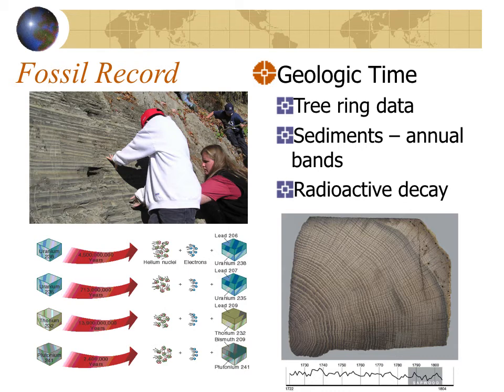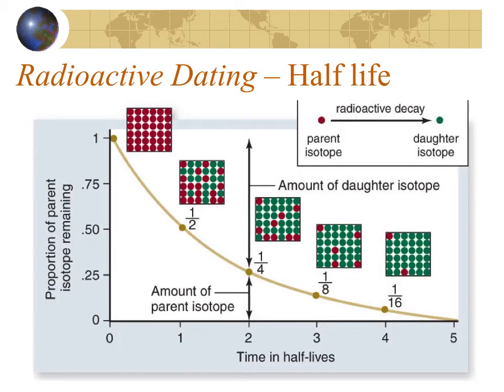We can also look at geologic time to see how old the Earth is and when these fossils were occurring. We can use tree ring data to go back about 100,000 years because we have buried pieces of wood. We can use radioactive half-life. Radioactive elements decay over time, and we can measure how much of the parent element is there versus the daughter isotopes, and we can say how long that's been there.